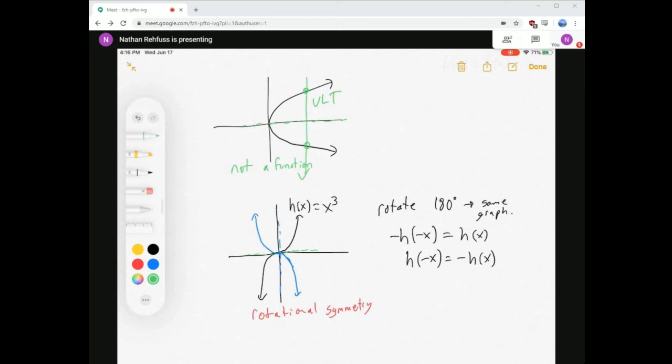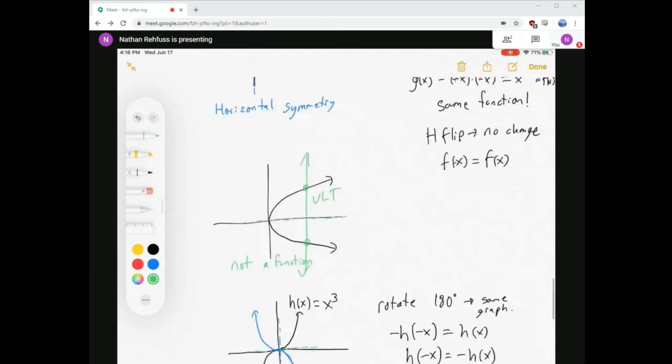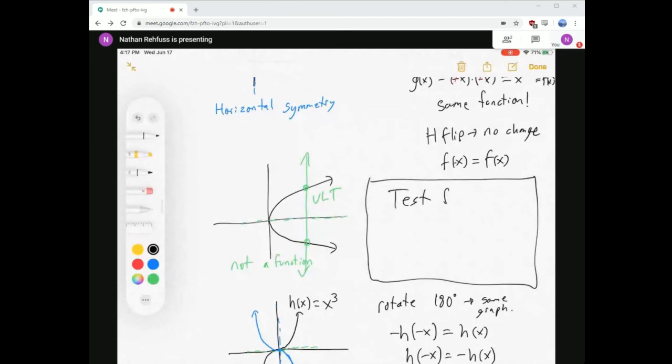So my test is going to be, this is my test for horizontal or rotational symmetry. To test f of x, if f of negative x equals f of x, our symmetry is horizontal. And if f of negative x equals negative f of x, our symmetry is rotational. And if it equals something else, then it has neither kind of symmetry. Plenty of functions have neither kind of symmetry, like the square root.